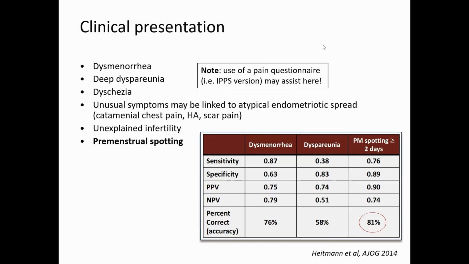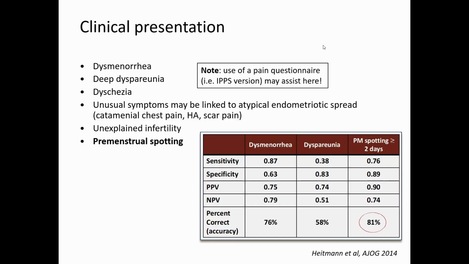One of the more recent discoveries with regards to signs and symptoms associated with endometriosis is the phenomenon of premenstrual spotting. And premenstrual spotting is, as it sounds, spotting vaginally prior to the onset of full flow of menses. And this has been found to be a fairly accurate sign for endometriosis, particularly in women presenting with infertility.